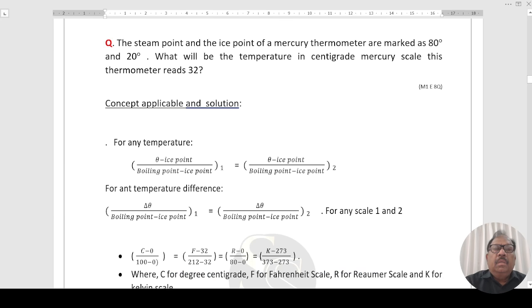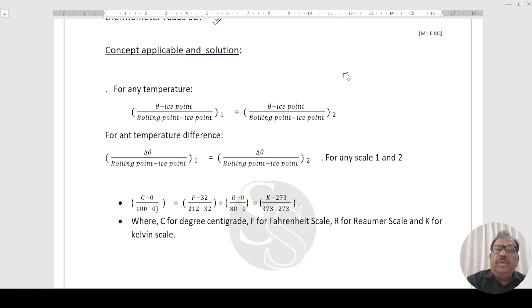Question is, the steam point and ice point of a mercury thermometer are marked as 80 degree and 20 degree. What is the temperature in centigrade mercury scale when this temperature is 32? Right? Concept applicable and solution. For any temperature, this is the general concept.